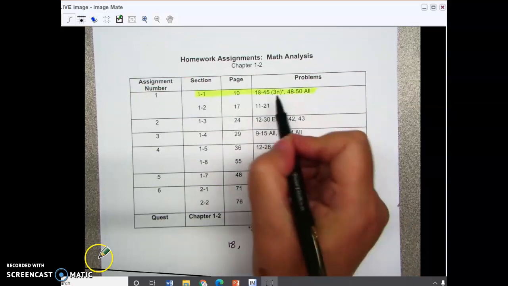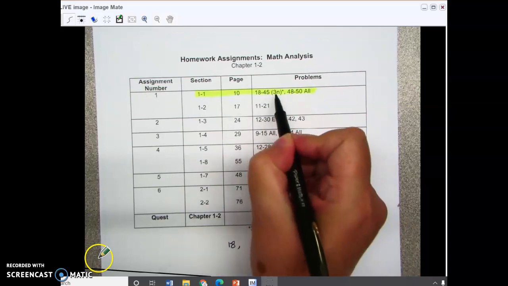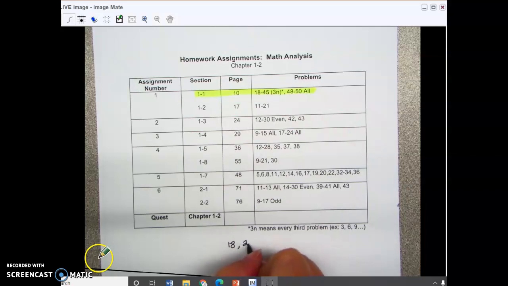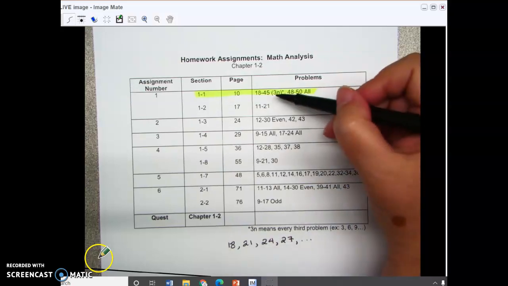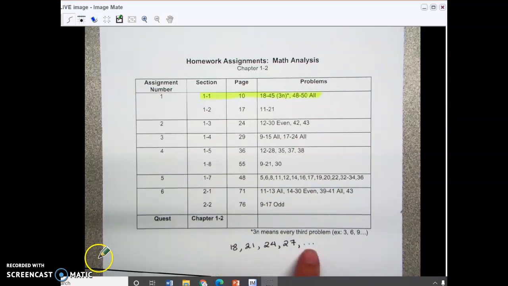And then I'm going to go to the next third one. So the next third one would be 21. And the next third one would be 24, and then 27, etc., until you reach 45. If you get there and you did 44 or 46, then somewhere along the way you had a problem.